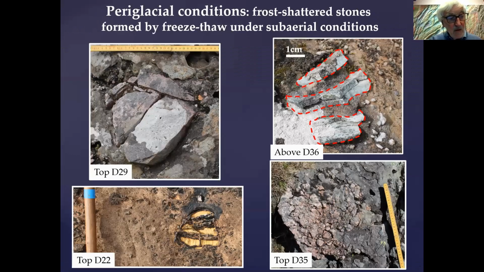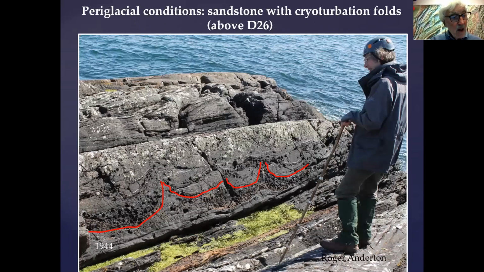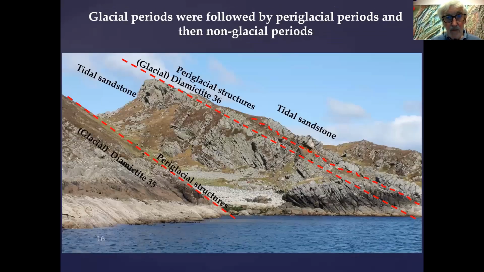Here are examples of another feature allowing us to infer periglacial conditions. These are frost-shattered stones formed by freezing and thawing under subaerial conditions. Here is the third type of feature allowing us to infer periglacial conditions. These are cryoturbation folds formed by freezing in winter and thawing in summer. You will hear much more about all of these periglacial features in Lecture 5 by Richard Waller and Mike Hambry.